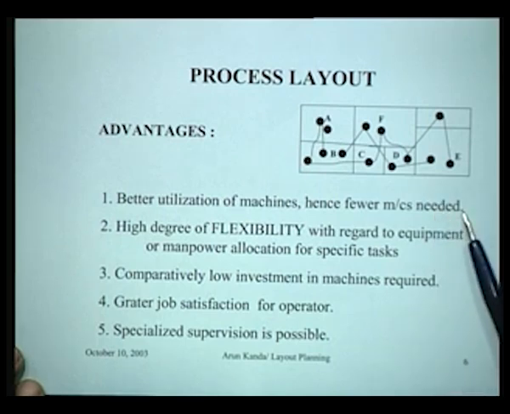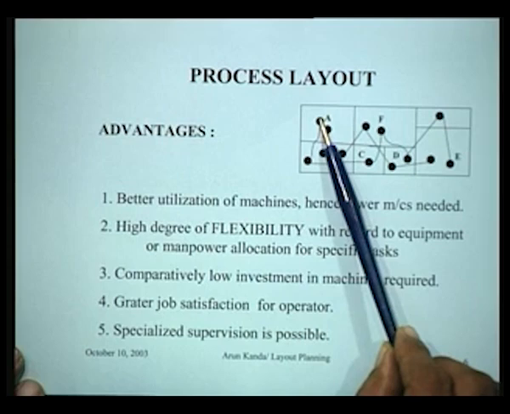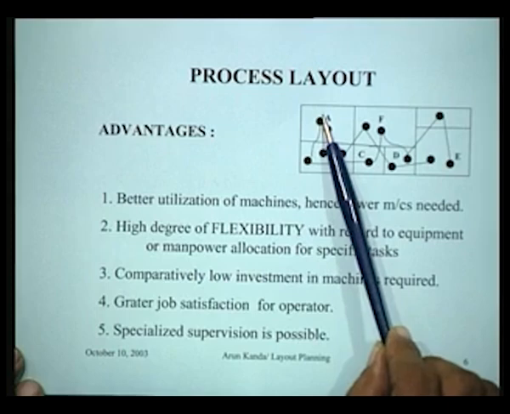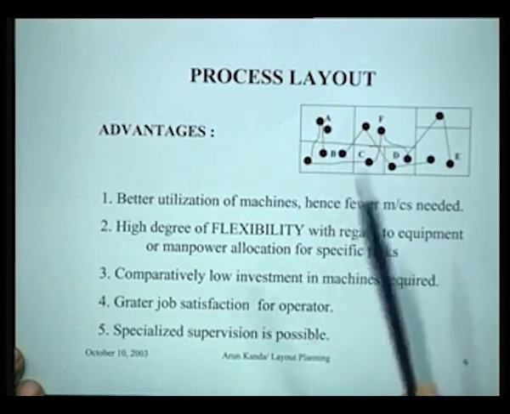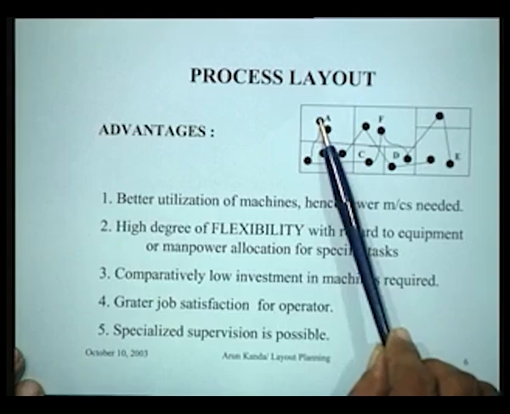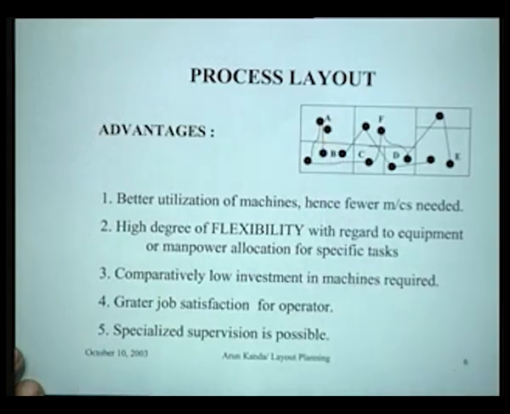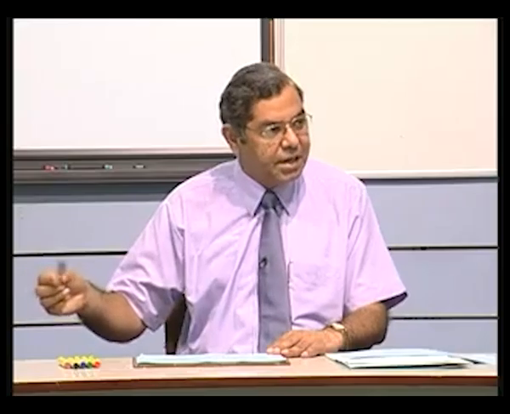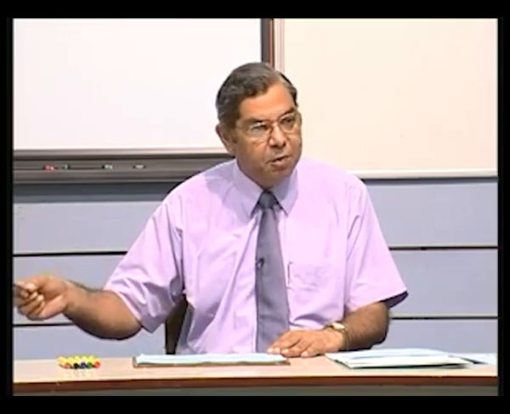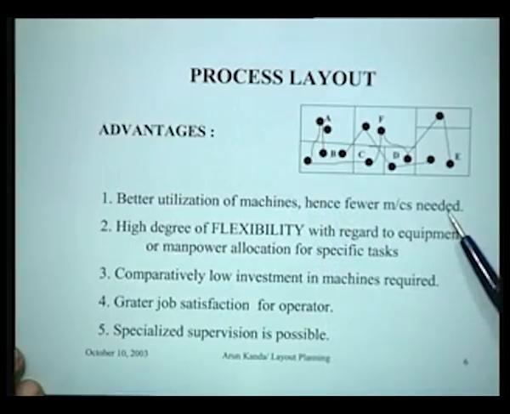Why does this happen? Because here you have a lathe, let's say a special purpose lathe, you have it here once. So all jobs which require processing on that special purpose lathe will come here and get the processing done and go away. Whereas if the same thing was to be done in a product layout, you will have to duplicate the machine at whatever operation it came. If you need a lathe here, after 10 operations you require the same lathe, you duplicate it. So generally better utilization of machines and fewer machines are needed in a process layout.